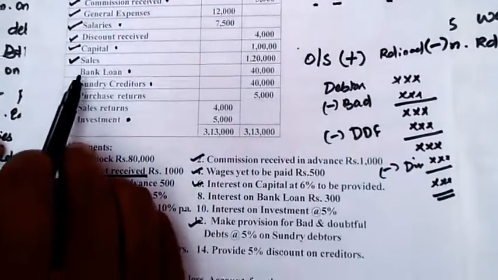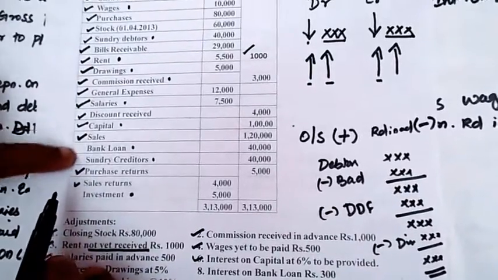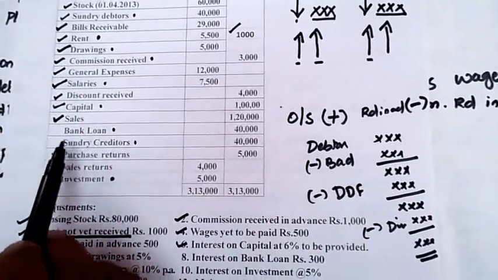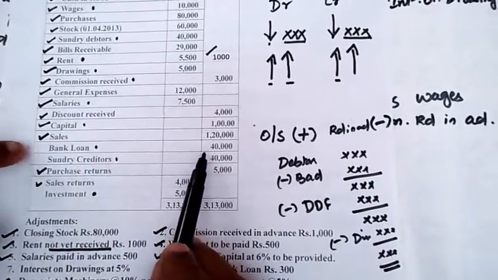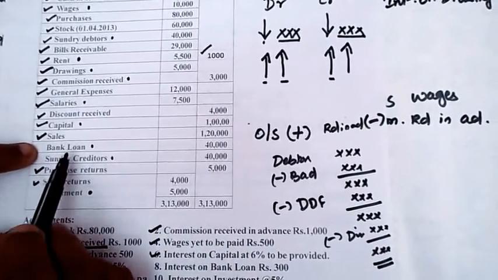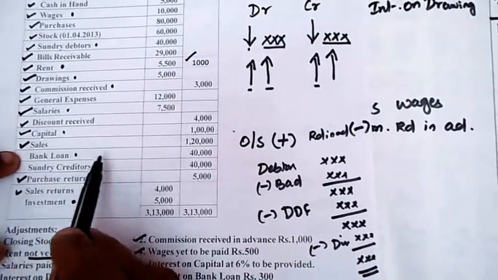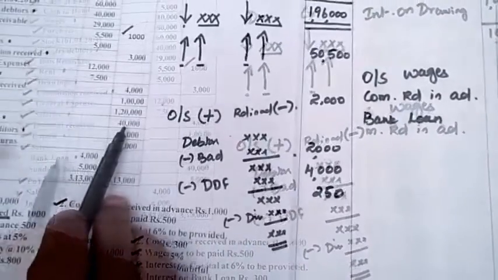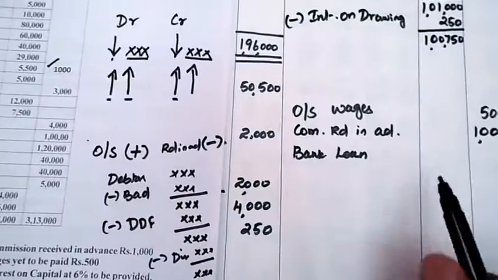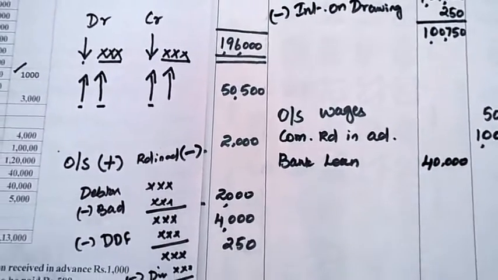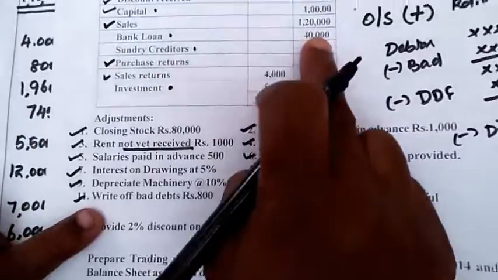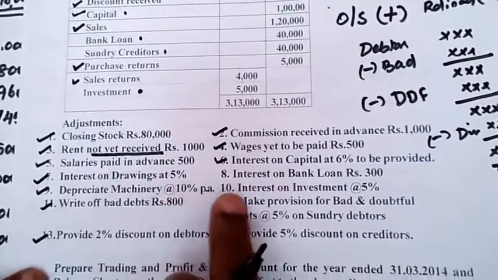Next, bank loan. So all the items we have already entered. Now we have to see the remaining item. Next one is bank loan. How much? 40,000 is there. So bank loan means it is an external liability. You have taken a loan amount from the bank, it is a liability. So just enter this amount under the liability side, inner column. Why? Because adjustment is there, no? Just see the adjustment. Bank loan 40,000 here.